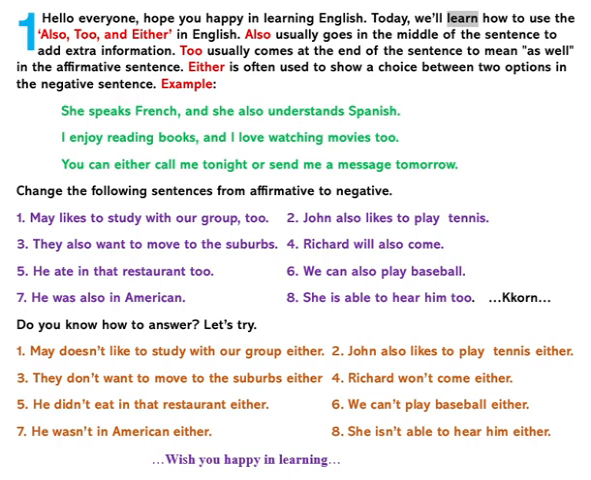Today, we'll learn how to use also, too, and either in English. Also usually goes in the middle of the sentence to add extra information. Too usually comes at the end of the sentence to mean as well in the affirmative sentence. Either is often used in the negative sentence.